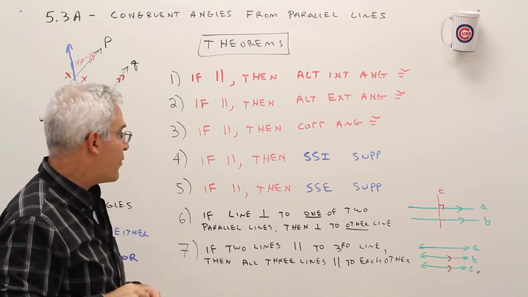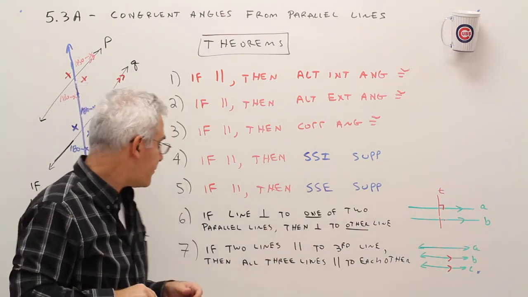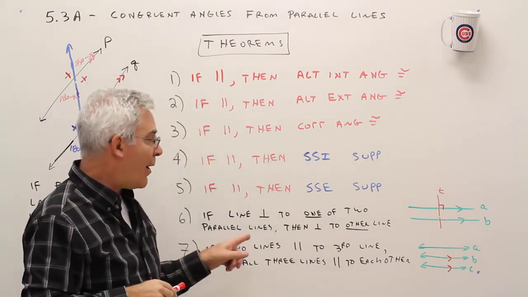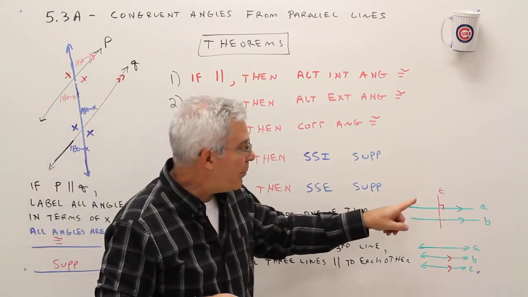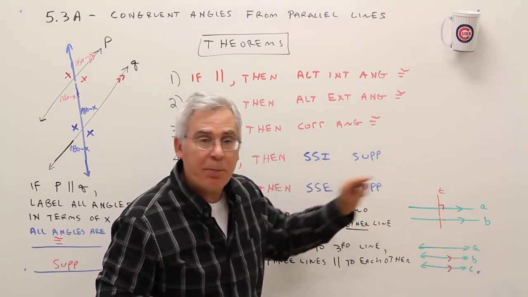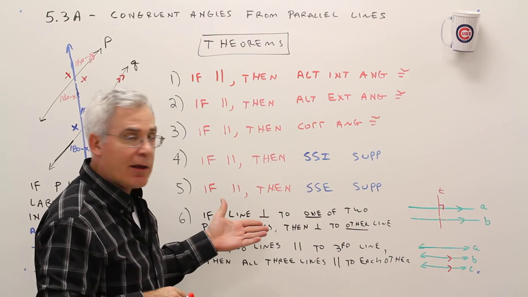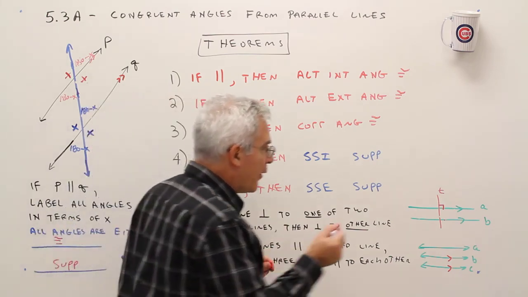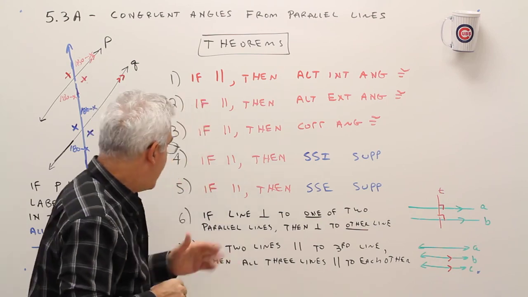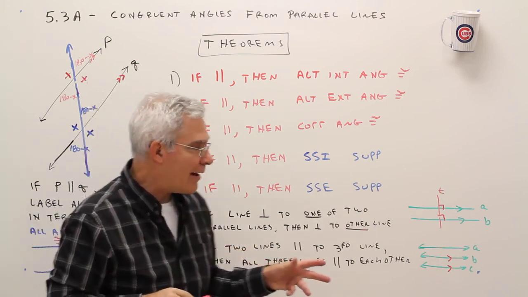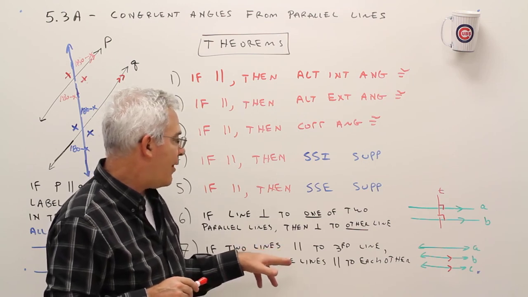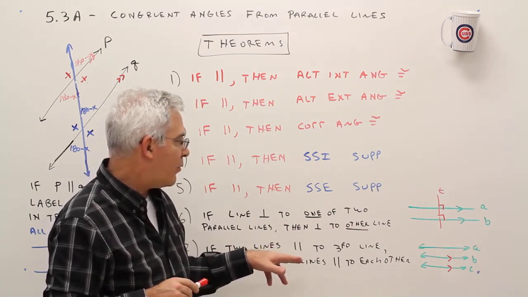Then we've got these last 2 over here, and I've got a little picture. So if a line is perpendicular to one of 2 parallel lines, so for example, A and B are parallel, and let's say line T is perpendicular to line A, then we can conclude that line A is also perpendicular to line B. Okay, and then the final one, if 2 lines are parallel to a third line, then all 3 lines are parallel to each other.